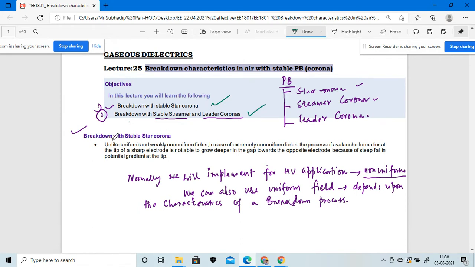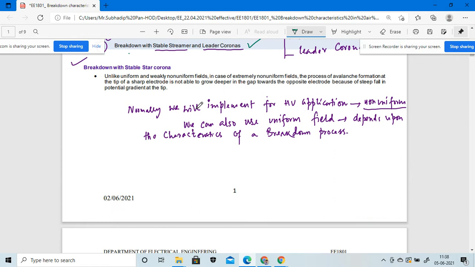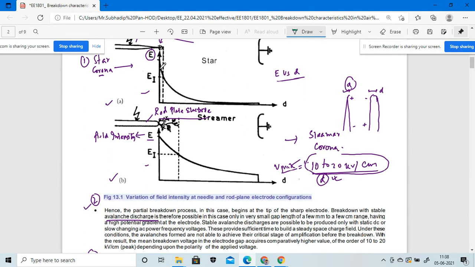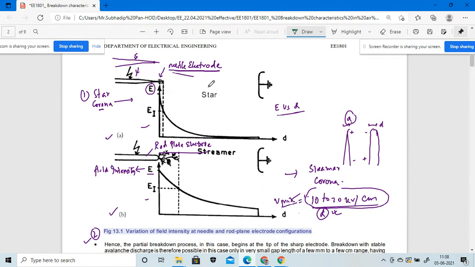We discussed how the breakdown for the streamer corona is taken into consideration. We also discussed the different types of variation of field intensity if we consider the star corona and if we consider the streamer corona. Depending upon what type of electrodes you are using, the nature of the discharge will be considered. Here we consider the needle corona, and here the rod plate corona.